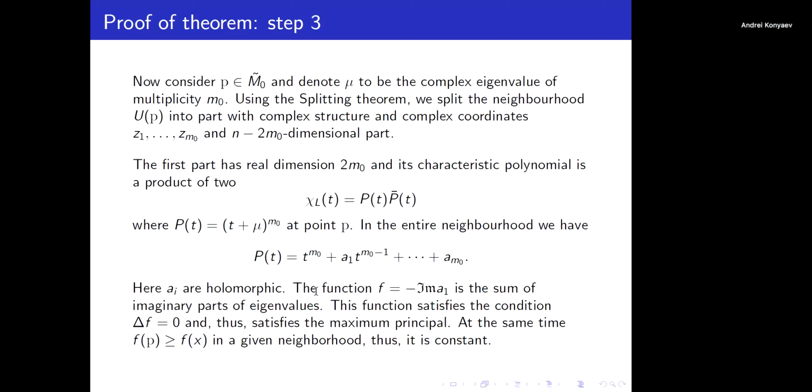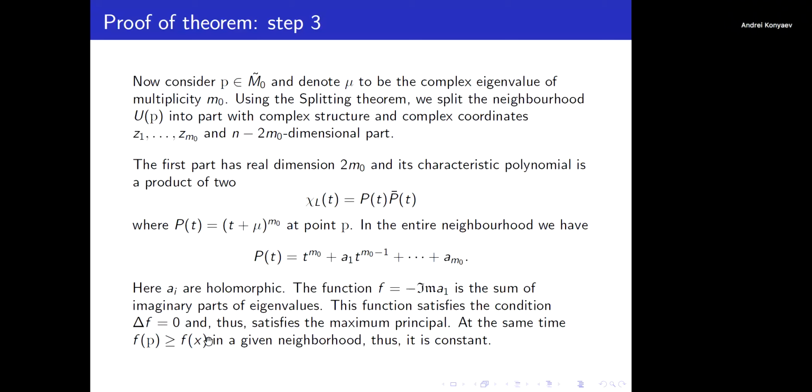Now, because we have those complex eigenvalues, they are expressed in terms of our operator and so on. So we define the following function, right? The imaginary part of A1. As A1 is a holomorphic function, F satisfies the Laplace equation, right? Here it is. We apply the Laplace operator and we get 0. And it satisfies the maximum principle.